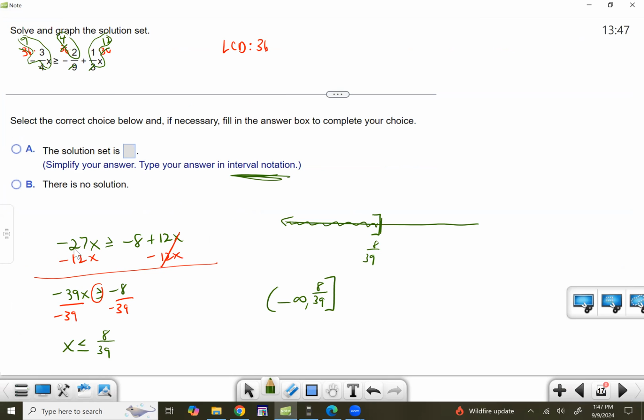But once we got it there, this is much better and easier to work with than all these fractions where we'd have to get common denominators and stuff.